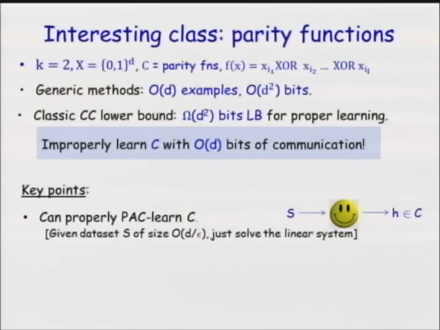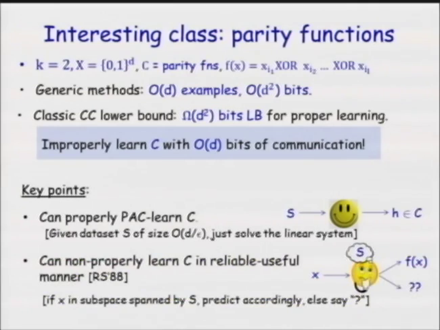Okay, at a very high level, this result follows from the observation that we can learn the class of parity functions in 2 ways. We can properly PAC learn it: given a data set S of large enough size, just solve a linear system. But we can also non-properly PAC learn it in the reliable useful model, which means that we can either predict or say I don't know. When we predict, we are totally correct, and we say I don't know on at most an epsilon fraction of the examples.